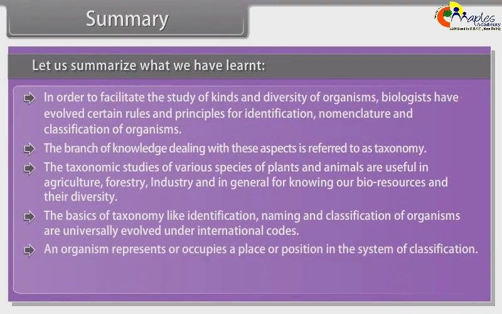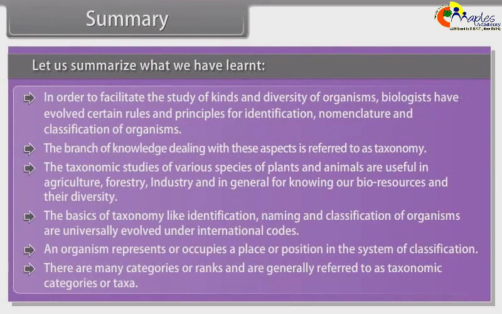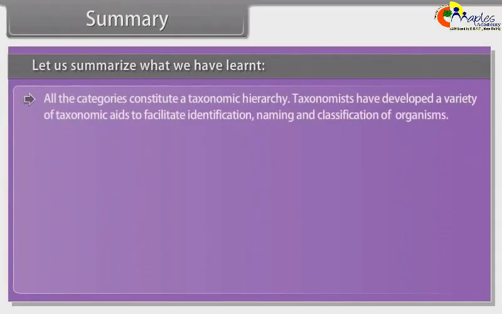An organism occupies a place or position in the system of classification. There are many categories or ranks, and they are generally referred to as taxonomic categories or taxa. All the categories constitute a taxonomic hierarchy. Taxonomists have developed a variety of taxonomic aids to facilitate identification, naming, and classification of organisms.